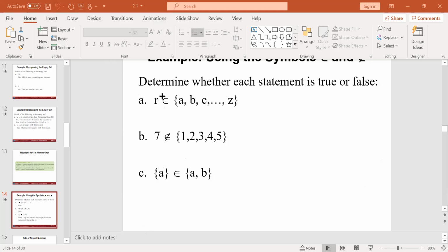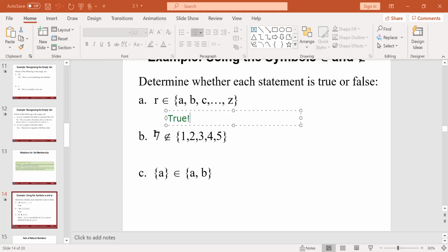The lowercase letter r is an element of the set A, B, C, ... all the way to Z. True, absolutely. Very good. Now, we didn't explicitly write out every letter of the alphabet here, but we established a clear pattern and then we used ellipsis points to say what that pattern was, and then it goes on until it gets to Z. So just because it's not explicitly written doesn't mean we haven't symbolized that it's in there.